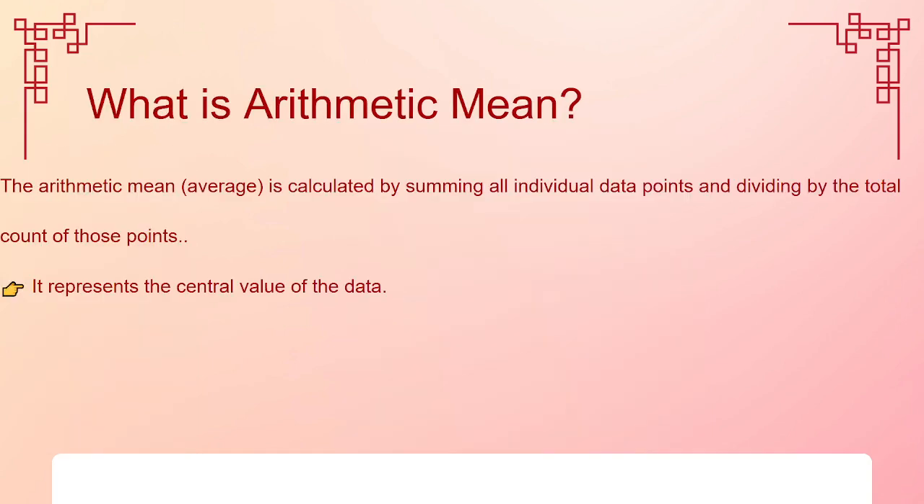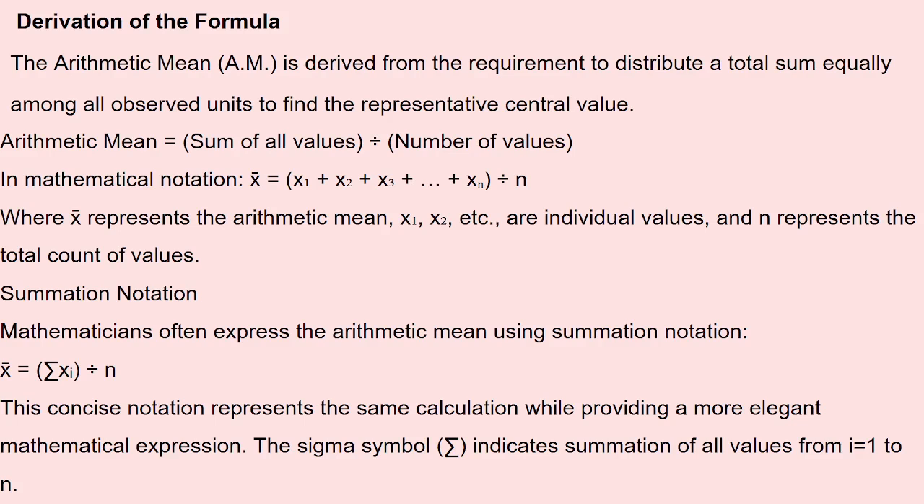What is arithmetic mean or average? Arithmetic mean or average is the sum of all observations divided by the number of observations. It represents the central value of the data. Let us say if x1, x2, so on xn are the given n observations, then their arithmetic mean is denoted by x bar equal to x1 plus x2 plus so on xn divided by n, where x bar equal to sum of xi divided by n. Then the arithmetic mean equals total of observations divided by number of observations.